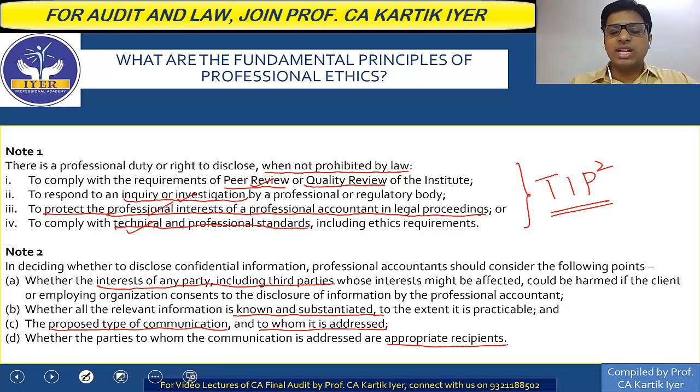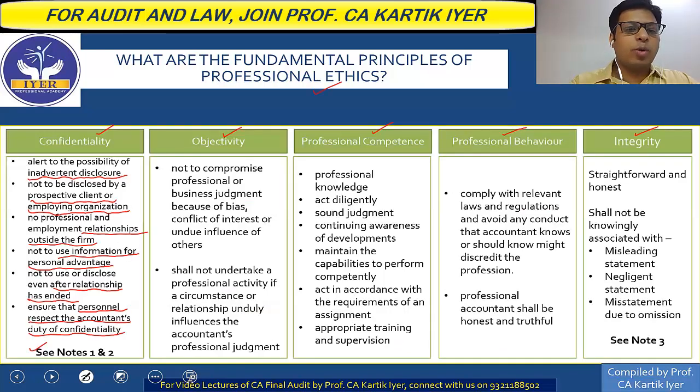So these are the two areas, note 1 and note 2, that pertain to the point of confidentiality. Now let's see objectivity. Objectivity simply means not to be biased. Okay, the CA should not have bias. Let's see: not to compromise professional or business judgment because of bias, conflict of interest, or undue influence of others. The CA should not reveal any information.